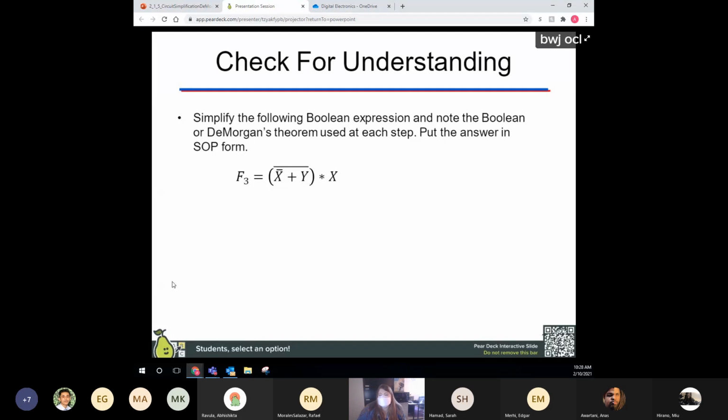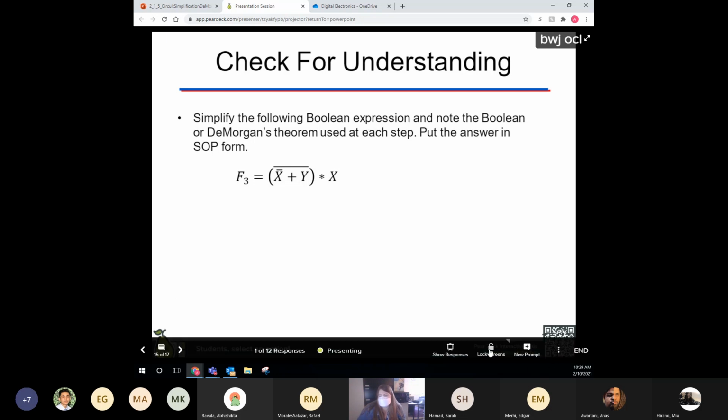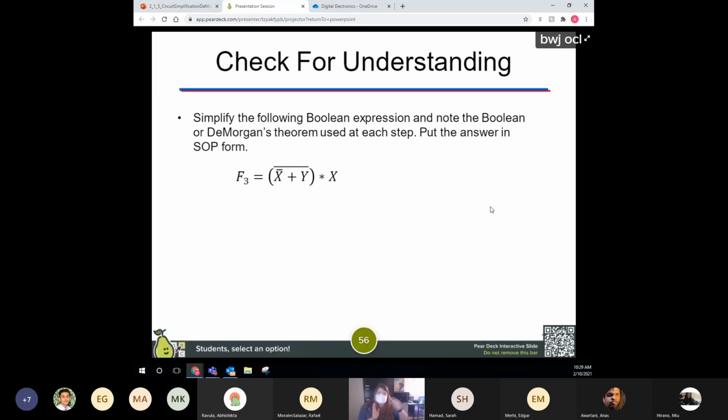and then put the answer in SOP form. So I want you to simplify not the sum of not x plus y, times x. So go ahead and try that, and I'm going to give you guys 2 minutes starting now for your answers in paired F. I'll give you a hint. You're going to want to use DeMorgan's on the first term first. So in the parentheses, you're going to break the line, change the sign.